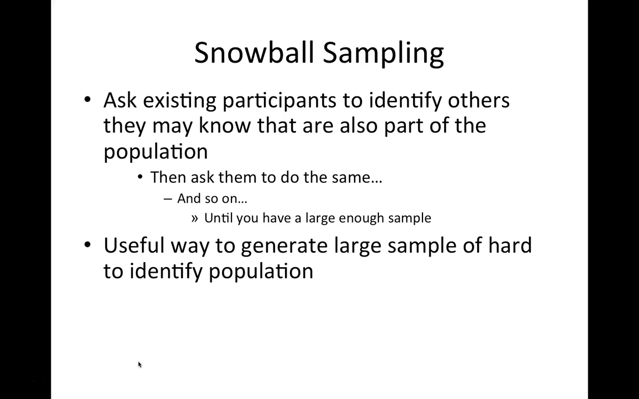And then we created a list of venues that we would go and do recruitment at. Once we were at a venue, we would often do systematic recruitment within that venue. So for every nth person who walked in the door, we would approach them and ask them to do a short survey to find out if they were eligible for our study.